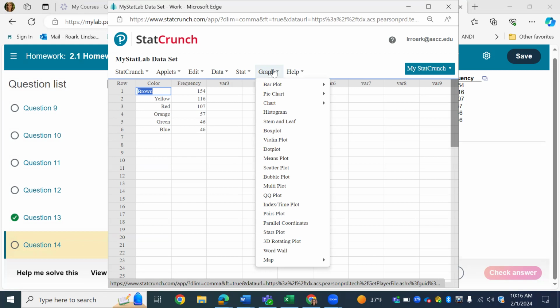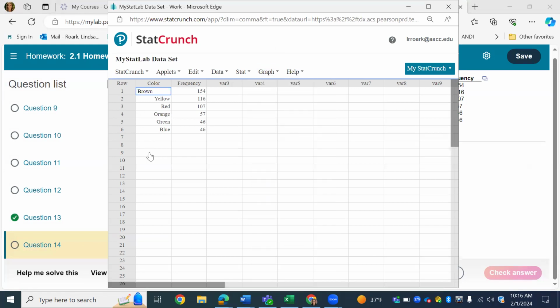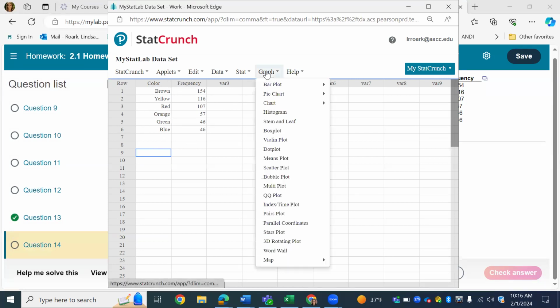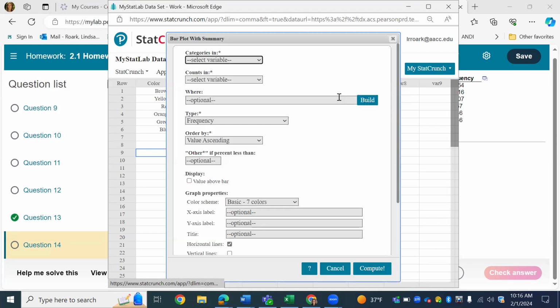Okay, so I copied it over into StatCrunch just by clicking the blue button. It fills in for me. Unlike the last time, that's just a weird one where it didn't give you the column for grade. I don't really know why they did that, but that's okay. So we have a column for the color and a column for the frequency, exactly what we want. So then we can go to graph, we can go to bar plot, and we can click with summary.